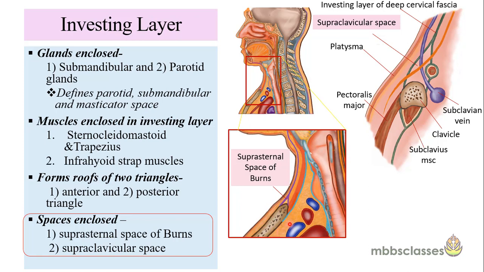and this is called the suprasternal space of Burns. The structures present in the suprasternal space of Burns are the external head of the sternocleidomastoid, jugular venous arch, interclavicular ligament, and the lymph nodes. Now again, the investing layer splits above the clavicle, and this space is called the supraclavicular space. Remember, the structures present in the supraclavicular space are the terminal end of the external jugular vein and the supraclavicular nerves. So this is in detail about the investing layer of the deep cervical fascia.